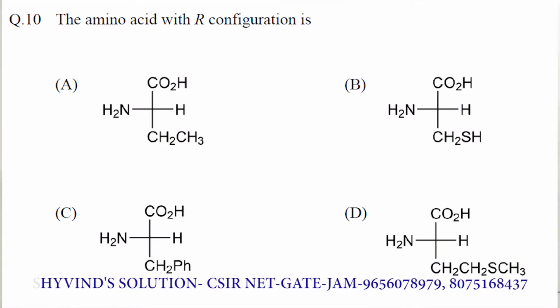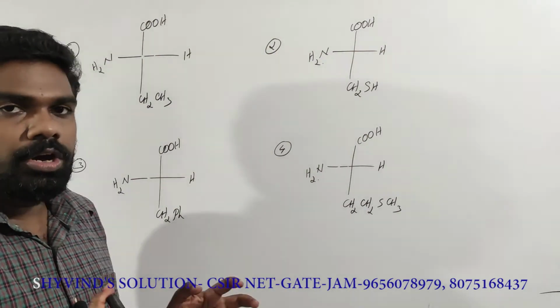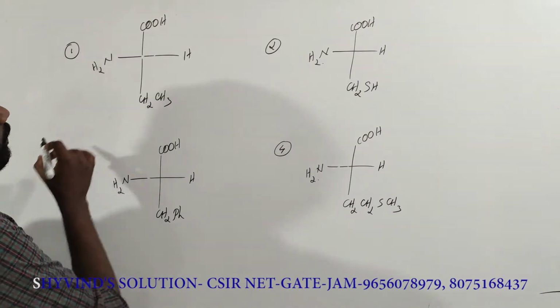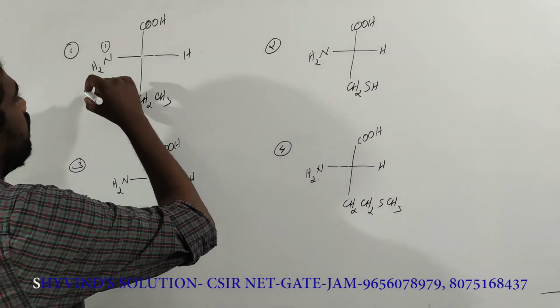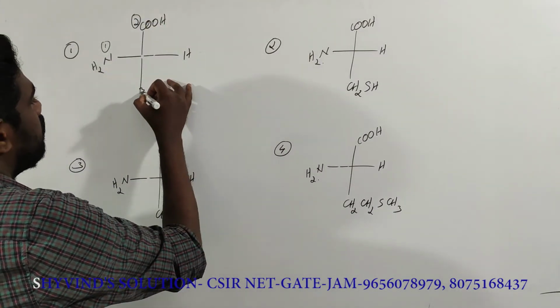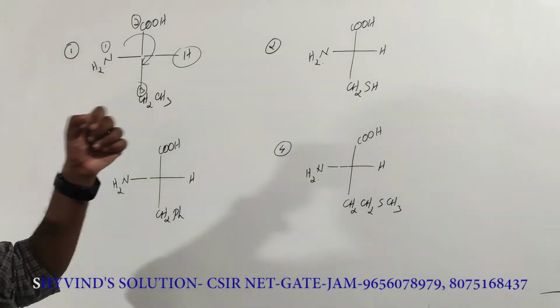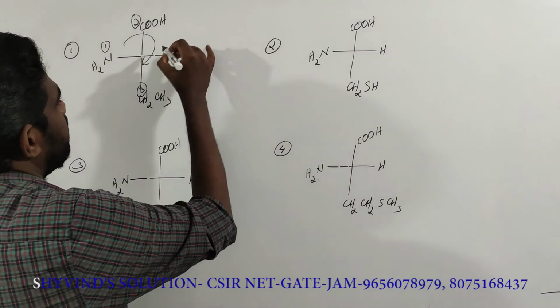Question number 10. The amino acid with R configuration is. These are the options given. Let's see how we can do the R and S nomenclature. For this one, the numbering will be 1, 2, 3. This is clockwise, but hydrogen is in the horizontal position, so it should be S.